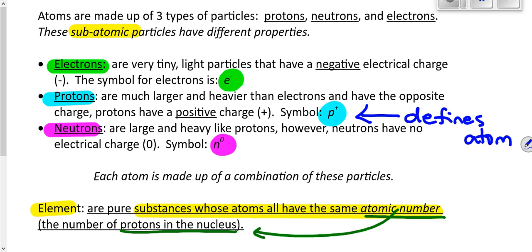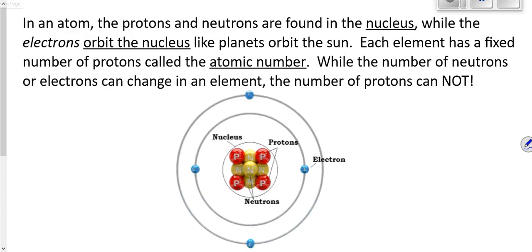We can change electrons in chemistry, it's still the same element. We can change neutrons, it's still the same element. But if you change the protons, you have a completely new element. So the protons and the neutrons are going to be found in the middle of the atom, and the middle of the atom is called the nucleus.